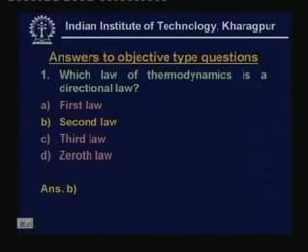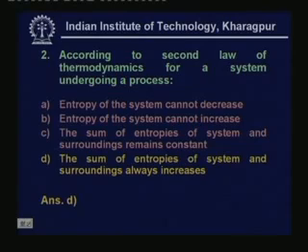Now, let me quickly give the answers to the objective type questions. I asked you which law of thermodynamics is a directional law, and the choices were first law, second law, third law and fourth law, for third law and zeroth law, and the answer is second law. So, the second law of thermodynamics is a directional law. The second question was, according to the second law of thermodynamics, for a system undergoing a process, whether the entropy of the system cannot decrease, or the entropy of the system cannot increase, or the sum of entropies of system and surroundings remains constant, or the sum of entropies of system and surroundings always increases. The answer is D. That means, according to the second law, the sum of entropies of system and surroundings always increases. This is the law of entropy increase.